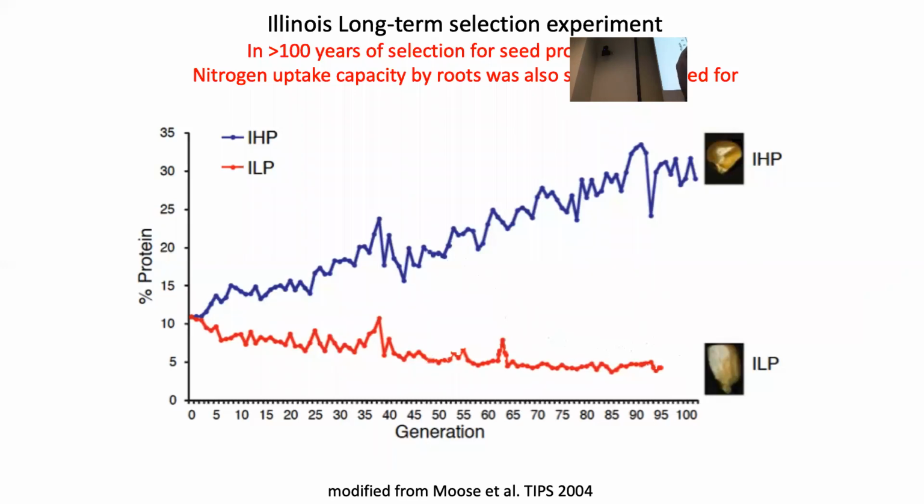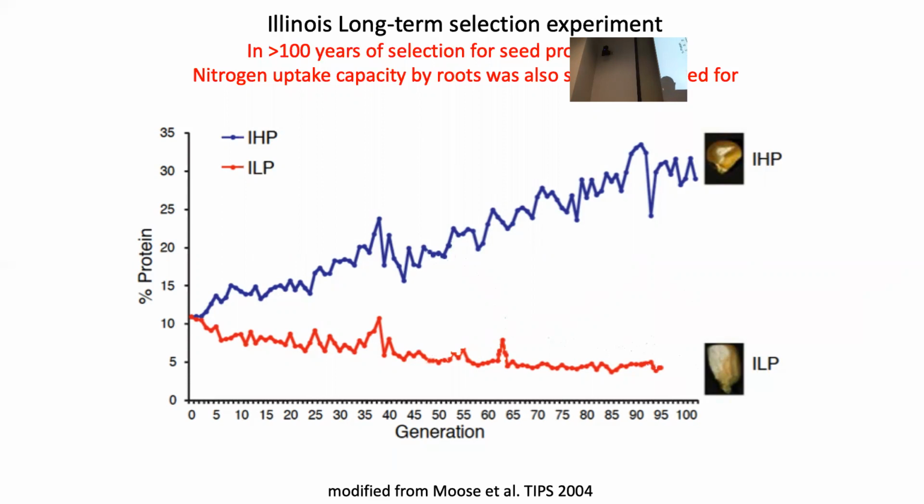And we've been working with the oil lines. Again, this is with Steve Moose. And so basically back in the late 1890s, there was a recurrent selection scheme for either high seed protein or low seed protein. This is an open pollinated variety, Burr's White.